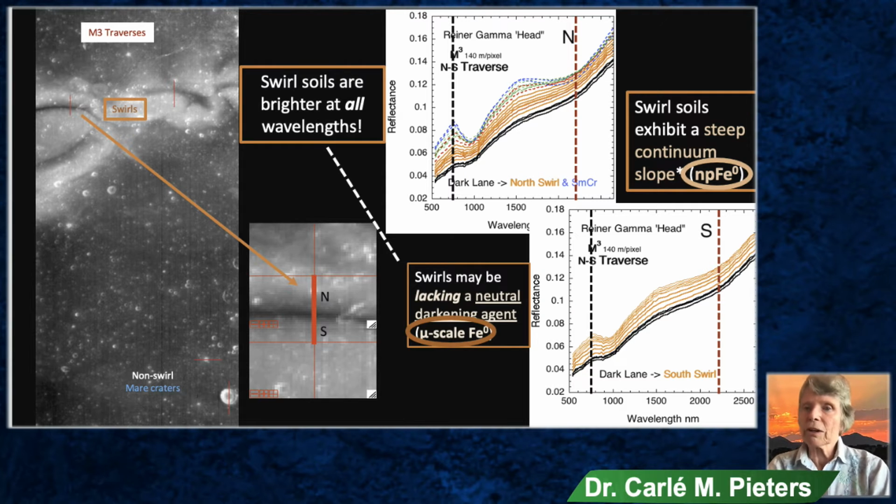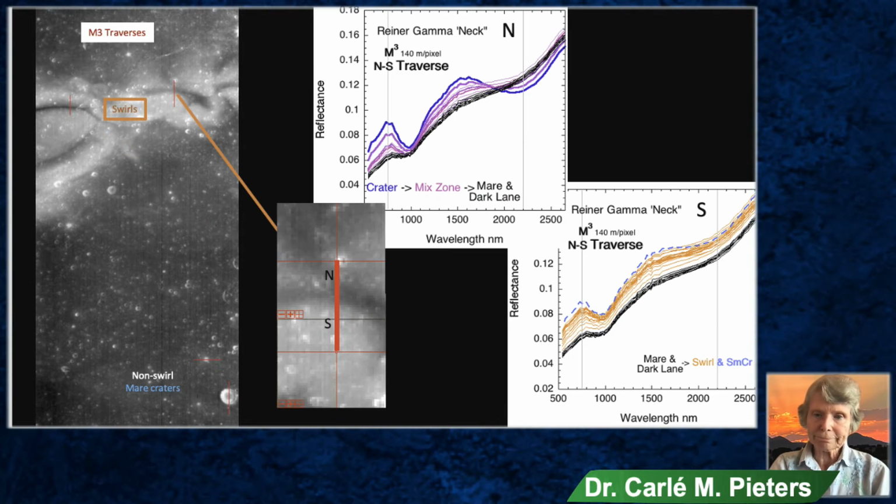So swirls are brighter at all wavelengths. They have a steeper continuum, which we interpret as nanophase iron, very tiny metallic iron developed during soil processes. However, what causes the brightness appears to be a lack of an absorbing material that has neutral spectral properties, so it doesn't have any effect on the spectrum. These are typically the larger particles, the micron size particles. Next slide, please.